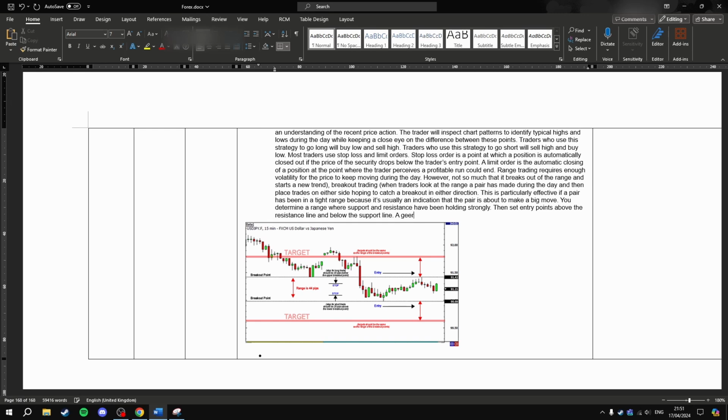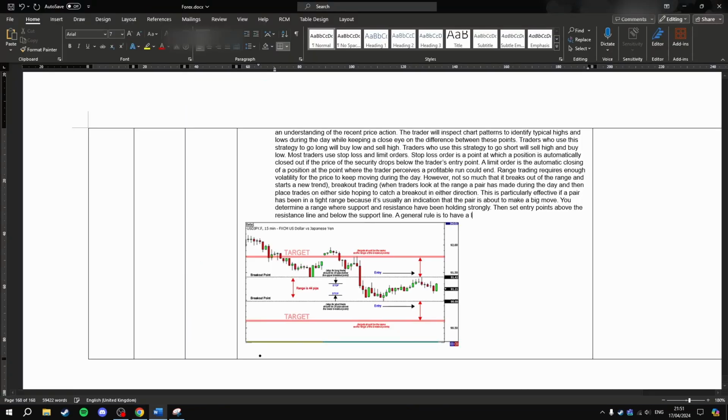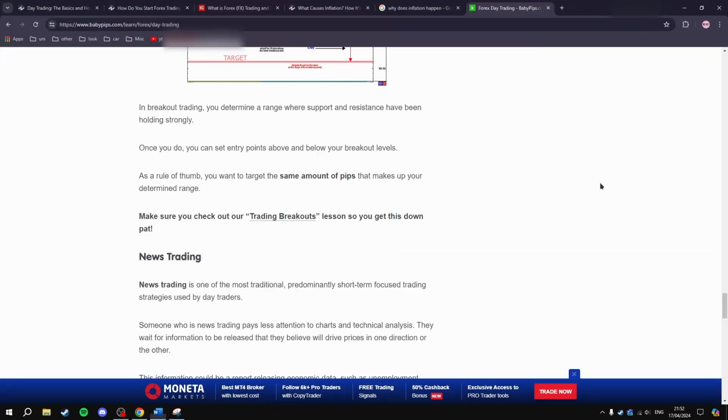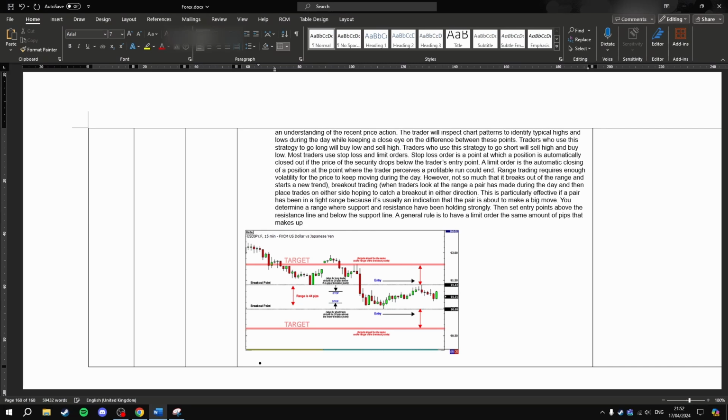A general rule is to have a limit order the same amount of pips as the range.